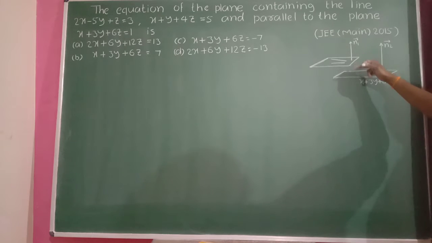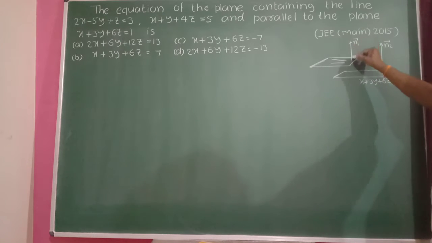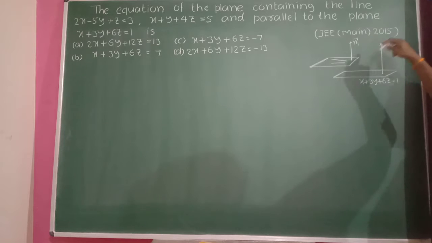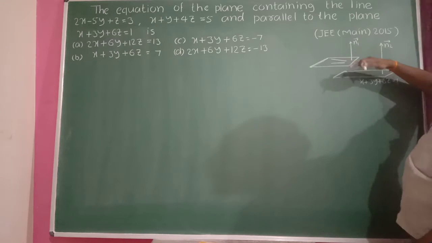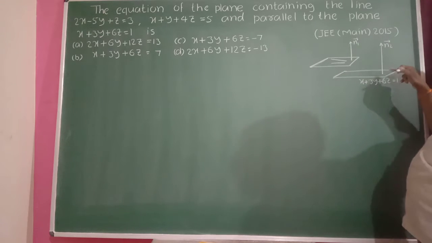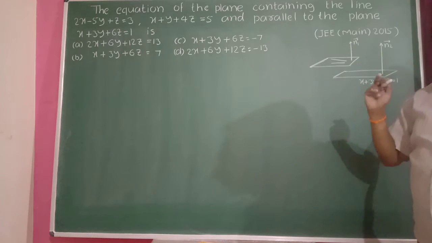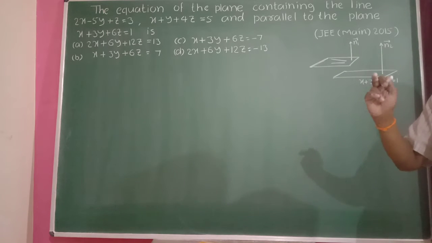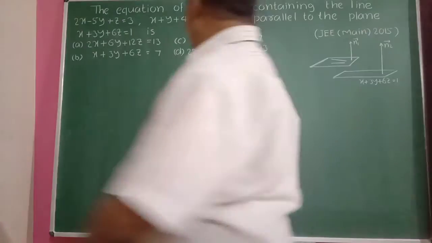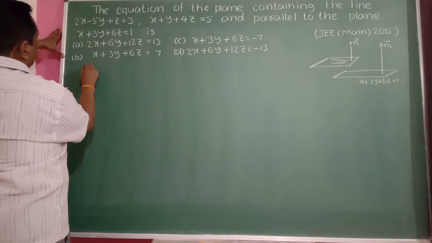And if planes are parallel, then their normals are parallel here. If planes are parallel, normals are parallel. If normals are parallel, then their direction ratios are proportional to each other. Therefore, equation of the plane here.